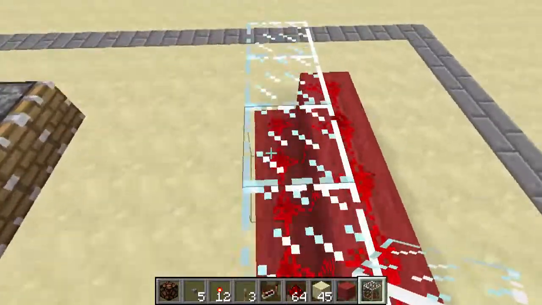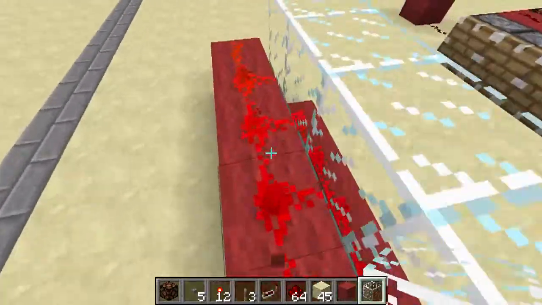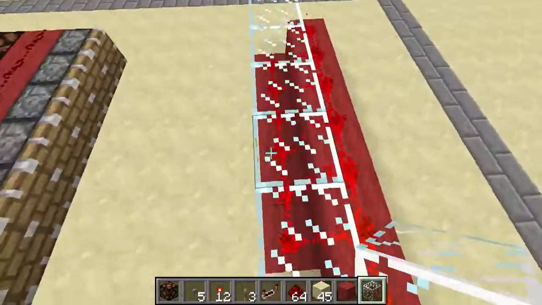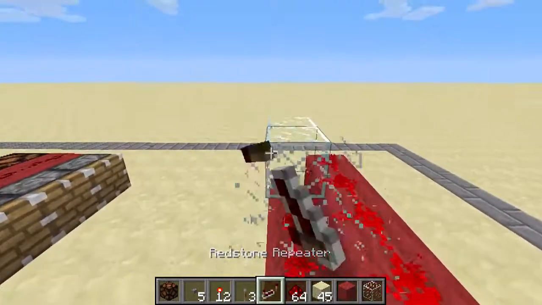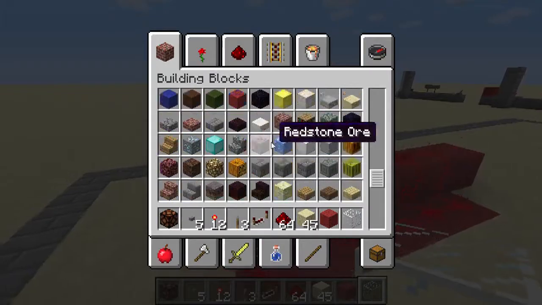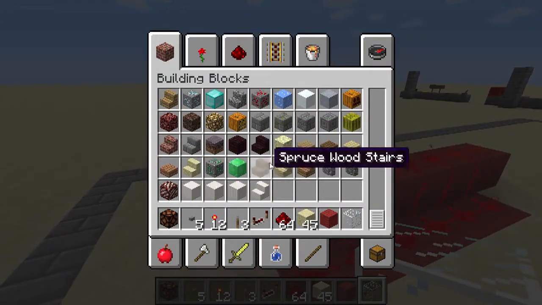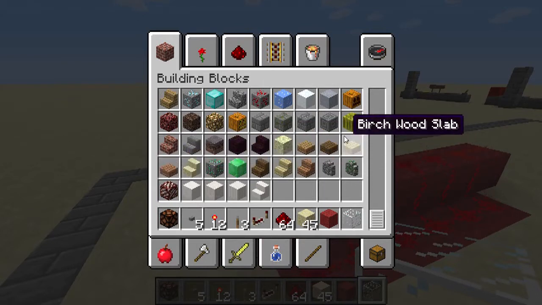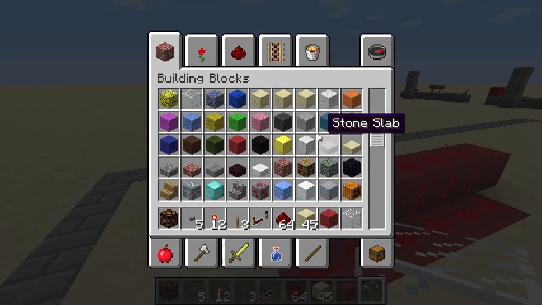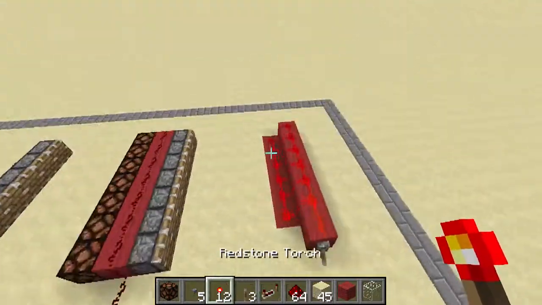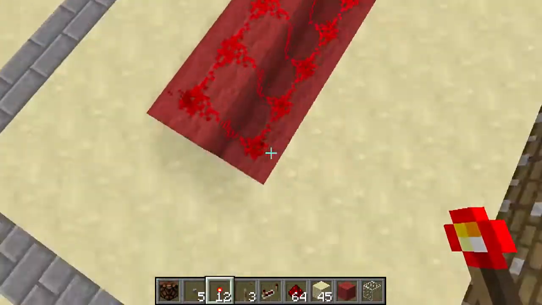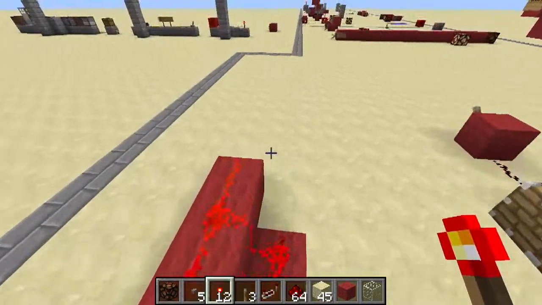So if you want to physically block something off, but still want the redstone to go through, then you can use a transparent block. But if you want it totally blocked off, then you want to use a solid block, which is none of those things. So things like stairs, half slabs, glass, glowstone, all of those kinds of things you don't want to use if you want to block something off and prevent redstone from traveling like this.